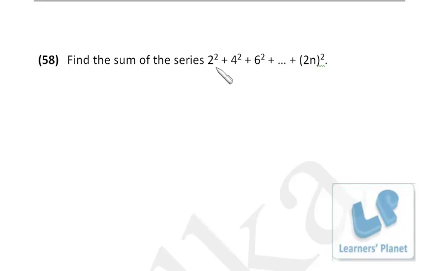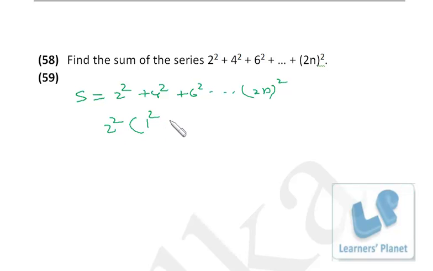Now find the sum of this series: 2 square plus 4 square till 2n square. You can see all the numbers are even numbers over here, right? So sum is equal to 2 square plus 4 square plus 6 square till 2n square. If I take 2 square as common, what I'll be getting? 1 square plus 2 square plus 3 square till n square. This is actually 2 square into 1 square, 2 square into 2 square, 2 square into 3 square, similarly 2 square into n square. So if I take 2 square as common, I'll be getting this expression.